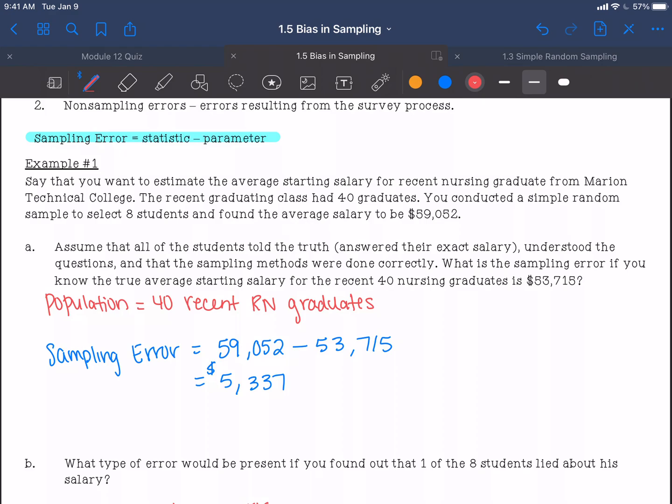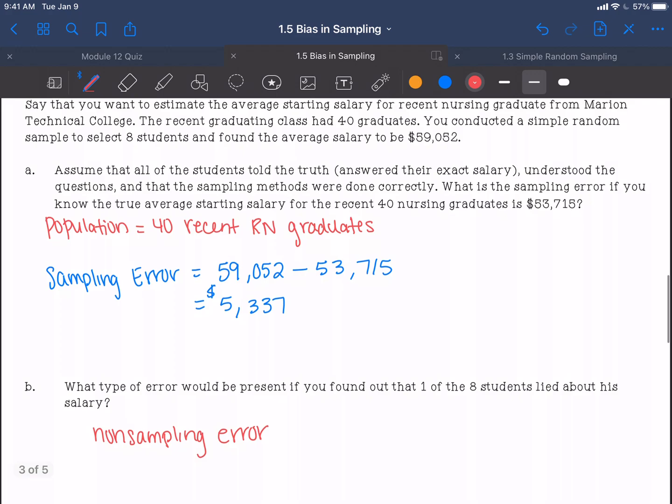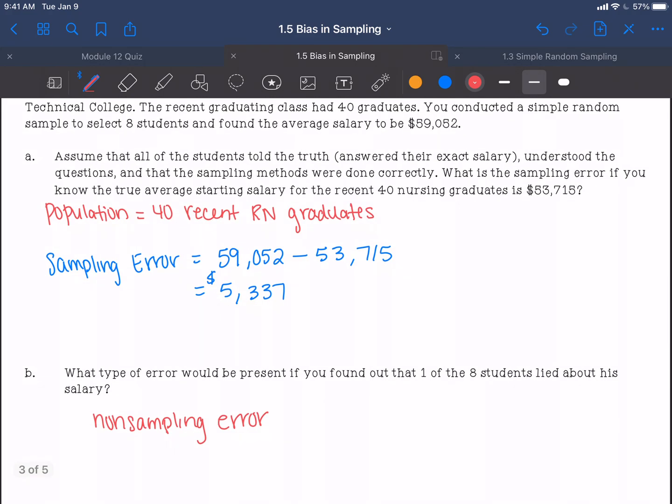So what type of error would be present if you found out that one of the 8 students lied about his salary? Well, that would be a non-sampling error. That didn't have anything to do with how you got your sample. That would have to deal with the response of the person lying about their salary.